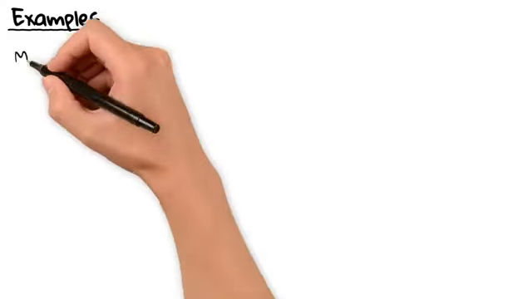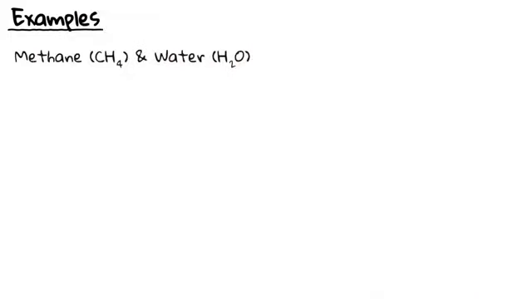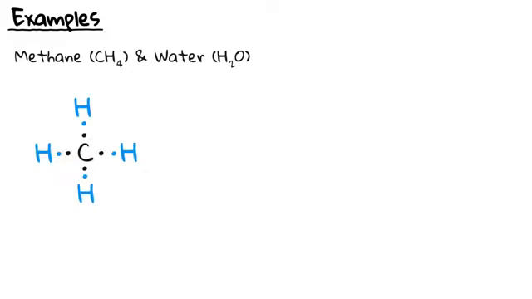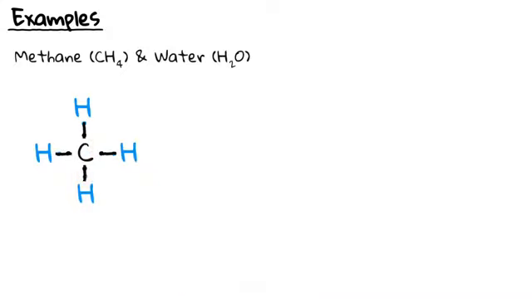Alright, let's look at two important examples: methane, CH4, and water, H2O. Methane is made of one carbon atom and 4 hydrogen atoms. Carbon needs 4 more electrons and each hydrogen needs 1. By sharing, carbon forms 4 single covalent bonds, making methane a stable molecule.